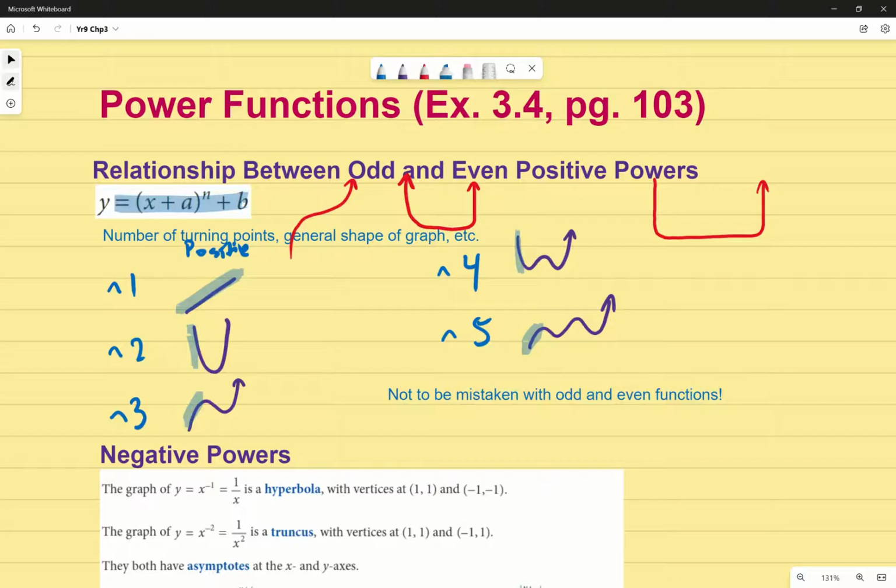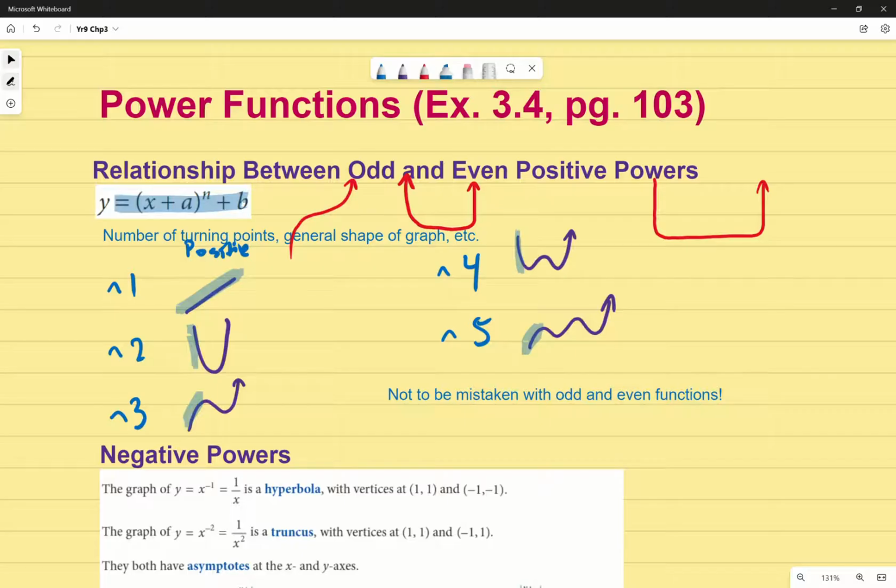Great. One last thing to note on odd and even positive powers. Please don't mistake them with odd and even functions. They're a completely different concept based off the idea of rotational symmetry. But just for now, focus on odd and even positive powers. Any questions about odd and even positive powers before I move on to the negative powers? Does that sound familiar, what I've covered so far?